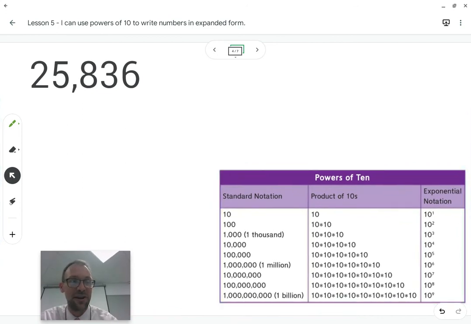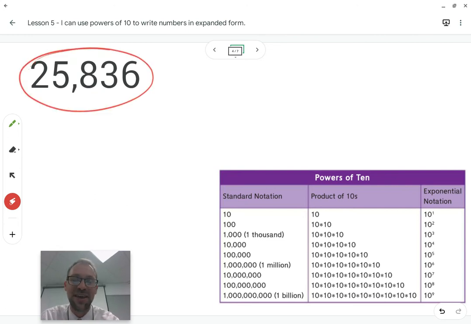And I have for you here a number. Okay? 25,836. This video is going to pause. And you are going to write in Edpuzzle this number, 25,836, in expanded form using the powers of 10 in exponential notation. Okay? So go back to the last example if you need to see it again before you start. All right? Just rewind a little bit. And I'll see you on the other side of this problem. All right. Good luck. Let's talk about it later. Go.